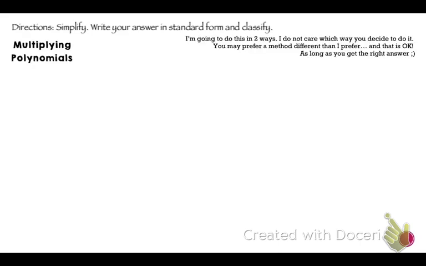Now multiplying polynomials. So I'm going to go over 2 ways. I don't care which way you decide to do it. You may prefer a different method than I prefer, and that's okay as long as you get the right answer. So the first way we're going to do this is distribution.